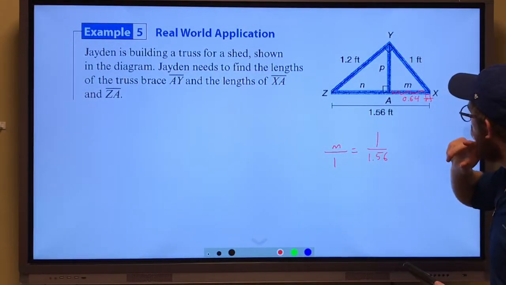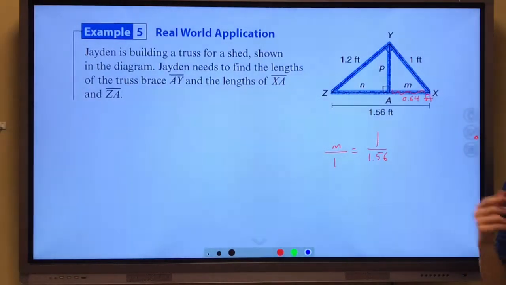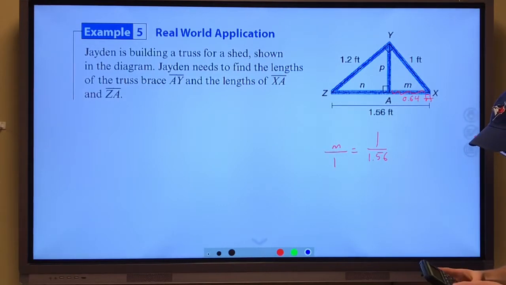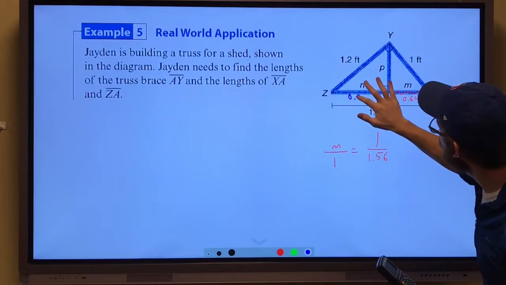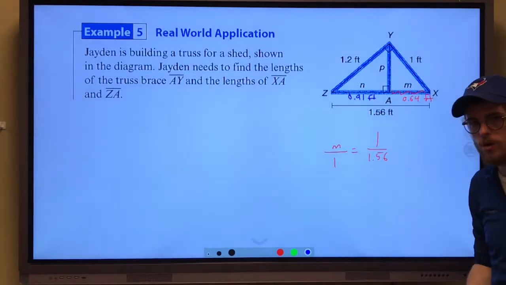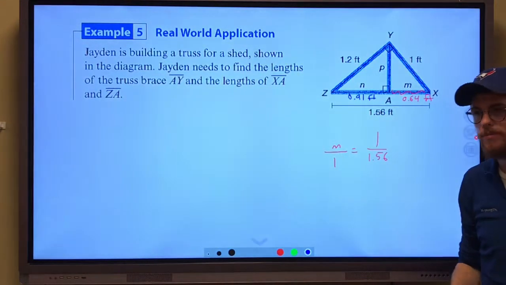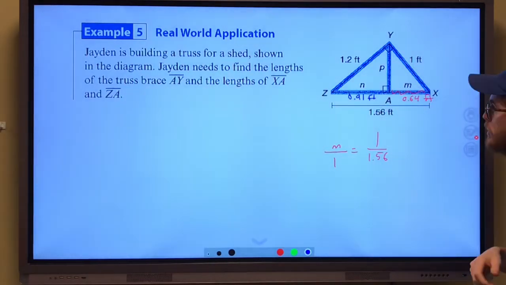Over here, I want to find N. Well, it is as simple as just subtracting from that 1.56. It really is. So I take 1.56, subtract away my answer. I know this is going to be left to be 0.91 feet. And again, you're welcome to do the geometric mean over here. We have the information for it, but it is not necessary because we know the segment addition postulate.